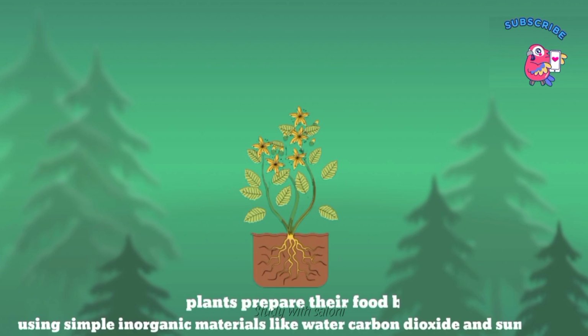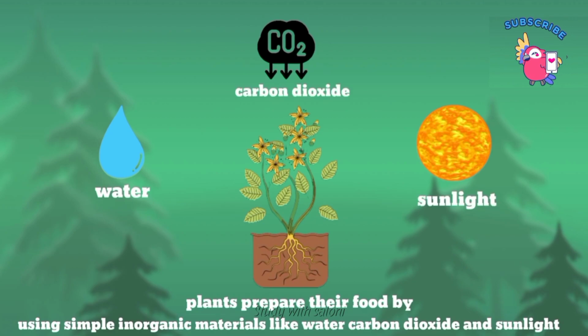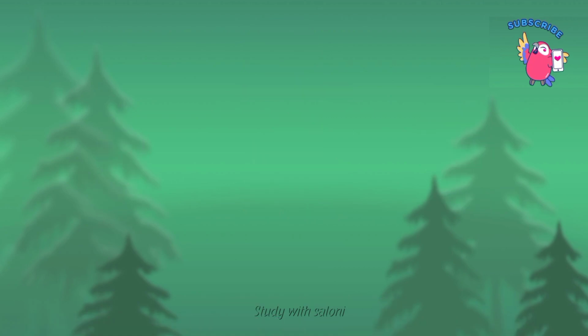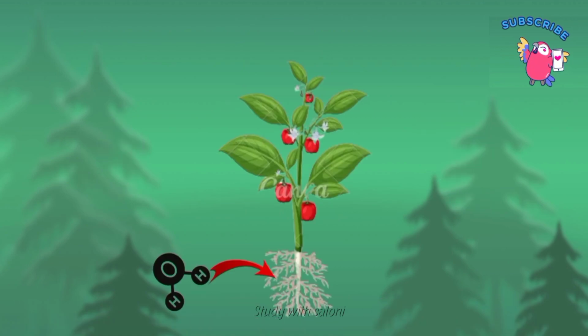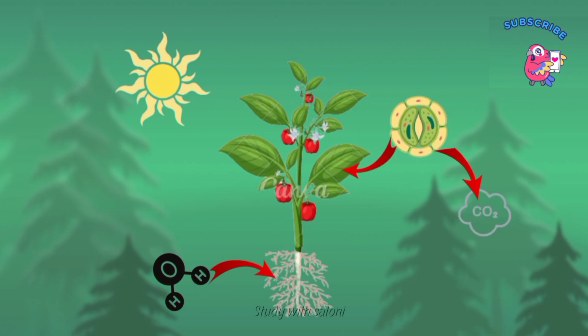Plants prepare their own food using simple inorganic materials like water, carbon dioxide, and sunlight. This process is called photosynthesis. Plants absorb the water by their roots and they get the carbon dioxide by the stomata present on the underside of the leaf, and they harvest the sunlight by the surface of their leaves.